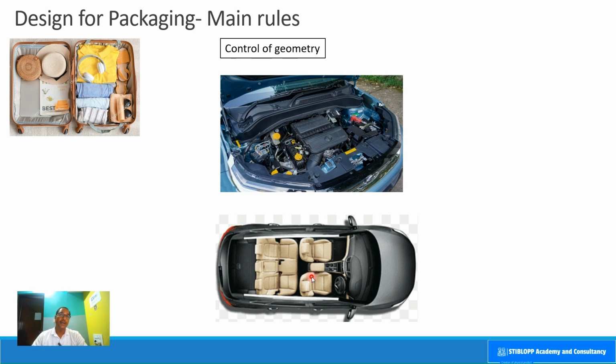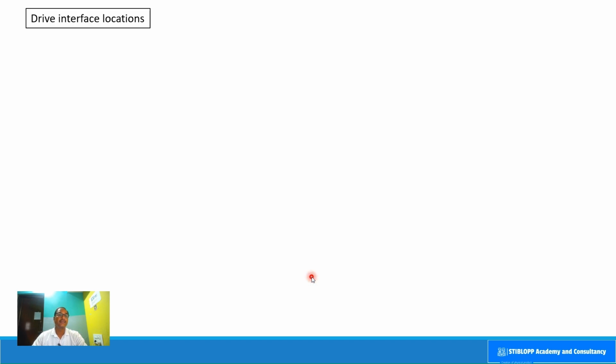Now let's look at the second advanced criteria. The second advanced criteria is to drive the interface locations. What I exactly mean by this is there could be some packaging requirements which can drive that interface location at any point of the vehicle.